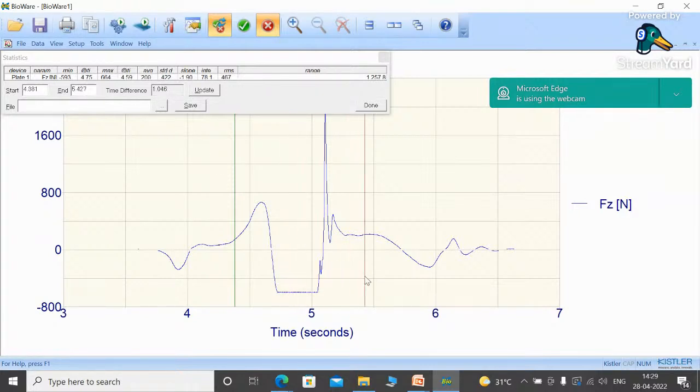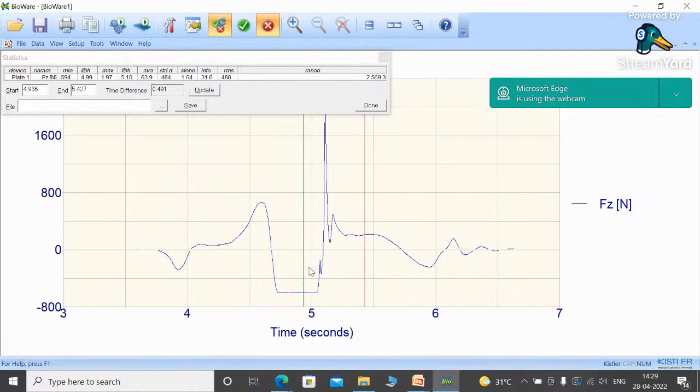Now the impact force is 1975 newtons, because there was no effort. Ideally, whenever you perform a counter movement jump, the impact force should be less than 5 times your body weight. If it is more than 5 times, that means you may be mimicking the same pattern in your training also. That is detrimental, that may be leading to potential injury also.